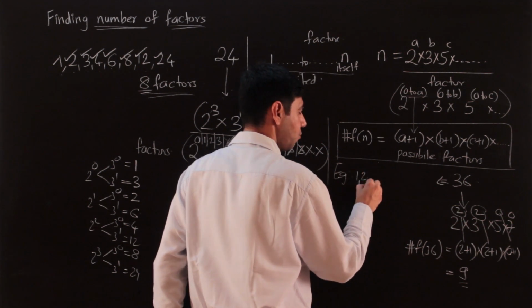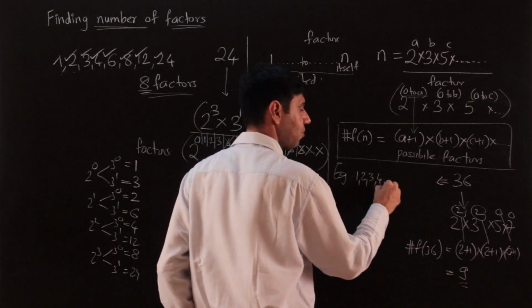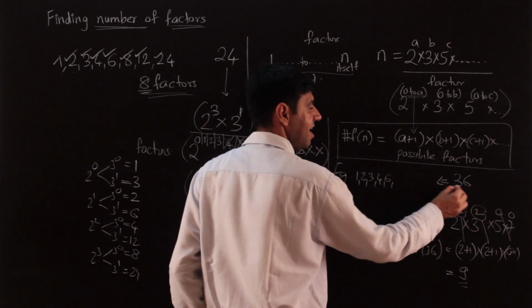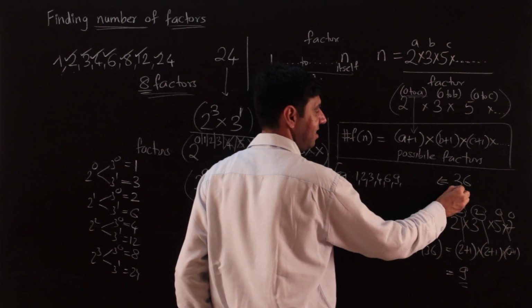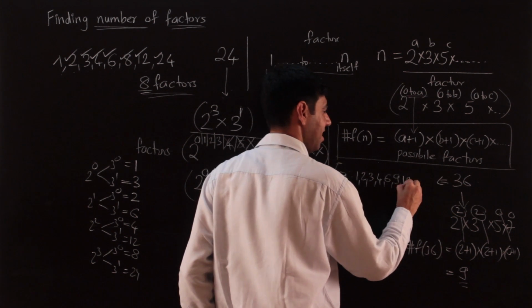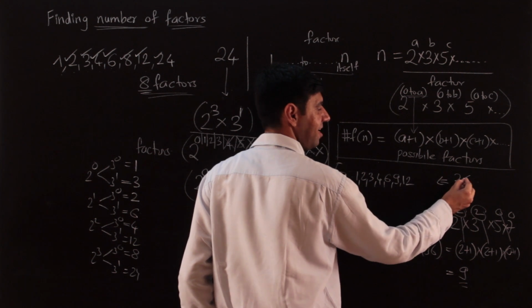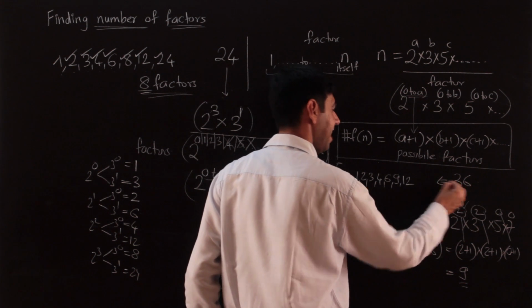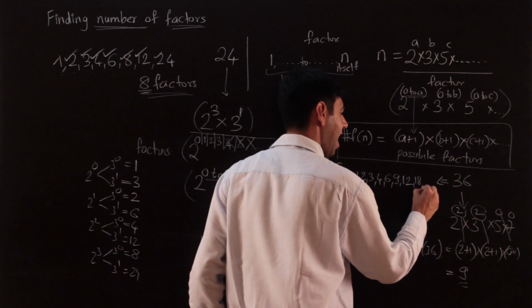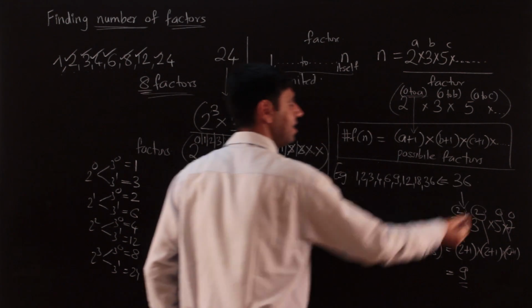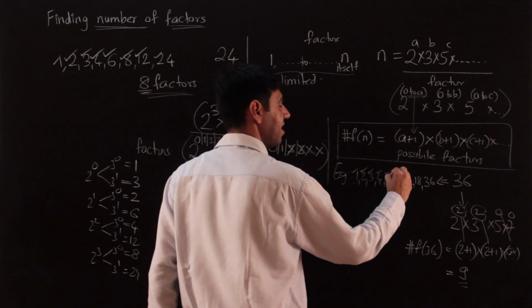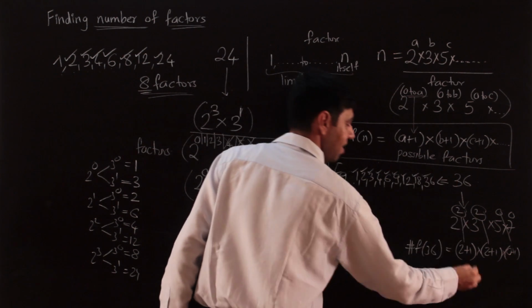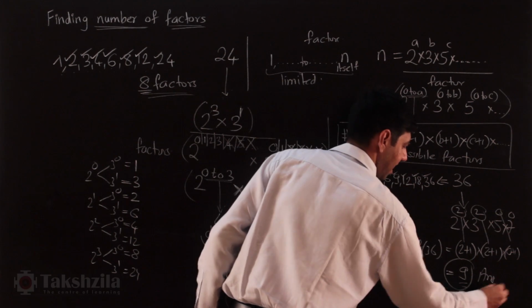1 is a factor, 2, 3 can divide it, 4 can divide, 5 cannot, 6, 7 no, 8 no, 9 yes, 10, 11, 12 yes, 13, 14, 15, 16, 17, 18. The moment you reach a half, you know the next will be the number itself. So let's count. 1, 2, 3, 4, 5, 6, 7, 8, 9. So 9 is the correct answer.